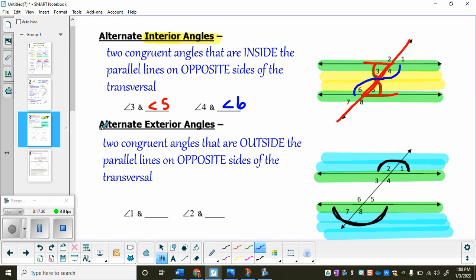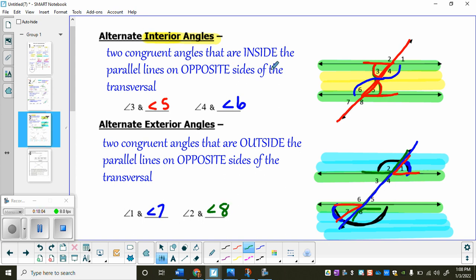Now what do I mean by alternate exterior? Again, same concept. They just alternate around that transversal line right there. So 1 is alternate exterior with 7. Angle 1 and angle 7 are on opposite sides of the transversal. And again, it's really helpful to see that and that. There they are. And then we've got angle 2 up here, alternate on the outside with angle 8 down here.